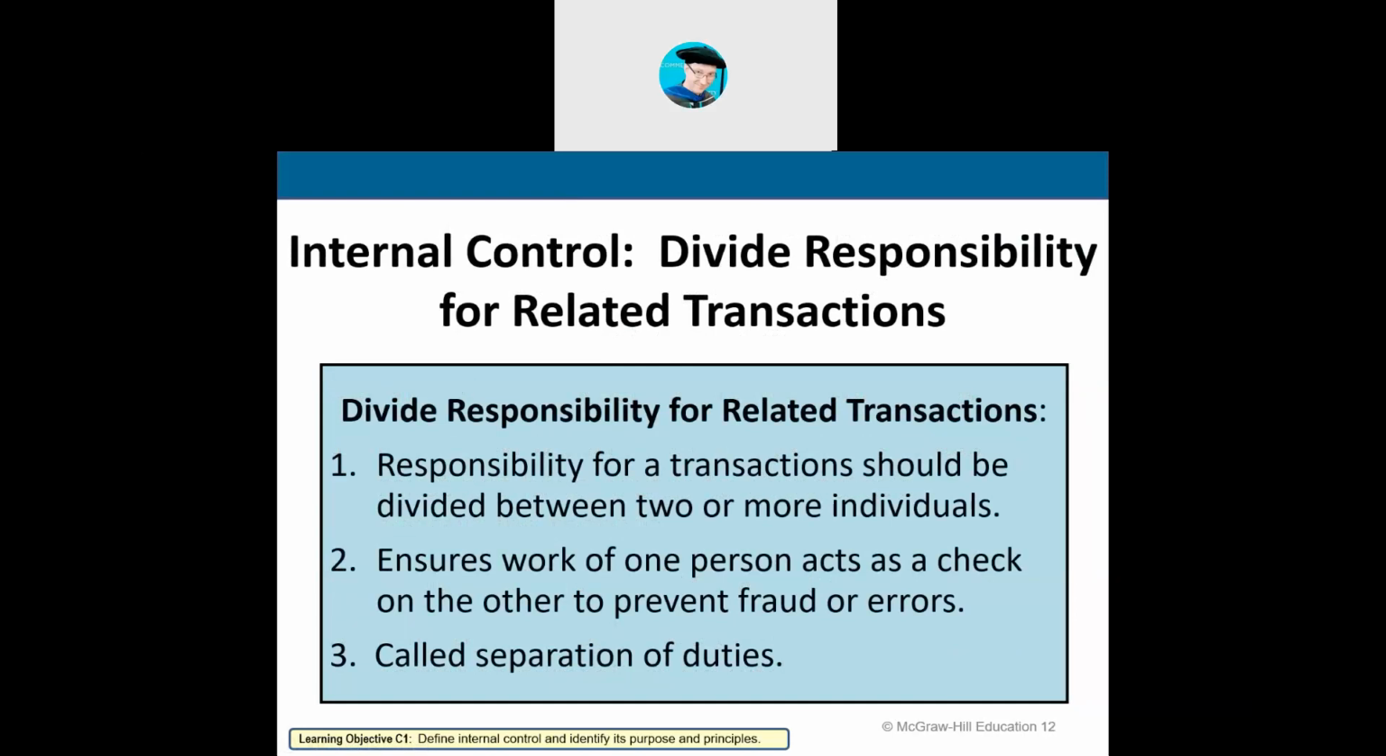Internal controls. So we separate duties among individuals. The reason for that is because it creates a system of checks and balances. Otherwise, there can be this thing called collusion. Collusion is where two people act as one and they defraud the system, right? In order to prevent that from happening, we have a system of checks and balances. So that's why we spread responsibility across individuals.